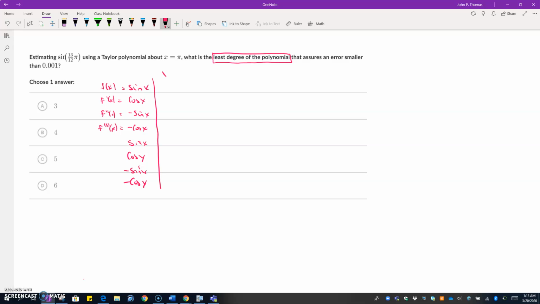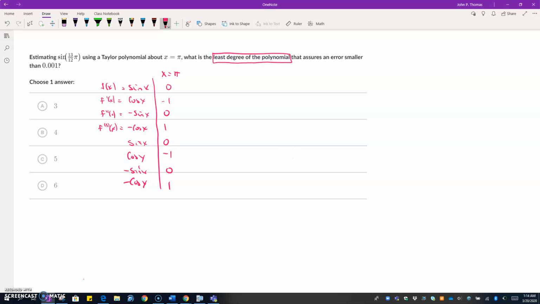Now, we're curious about x equals pi, so my sine values are going to be 0 at pi. Cosine is going to start at -1, then back to 0, to +1, 0, -1, 0, +1, and then that pattern will keep going.